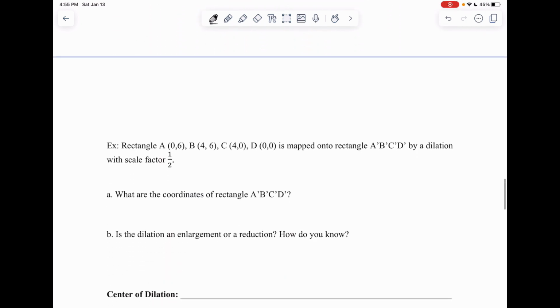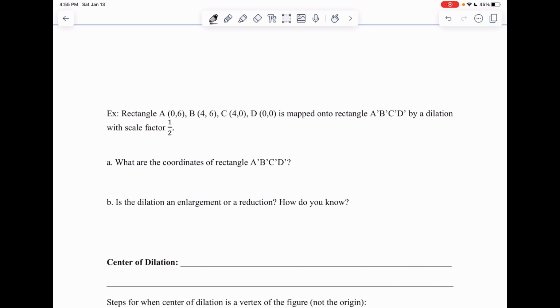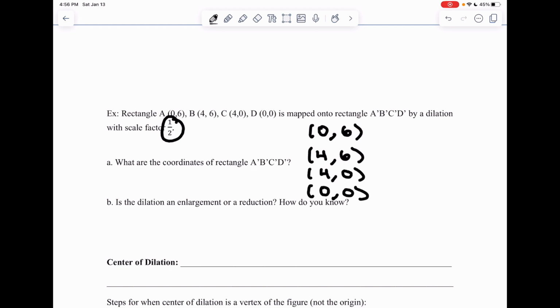So, in this next example, it says rectangle ABCD has the following coordinates, and it's mapped onto rectangle A'B'C'D' by a dilation with a scale factor of 1/2. What are the coordinates of rectangle A'B'C'D'? In order to do this, I am going to take every single pair of points and multiply by 1/2, which is my scale factor.